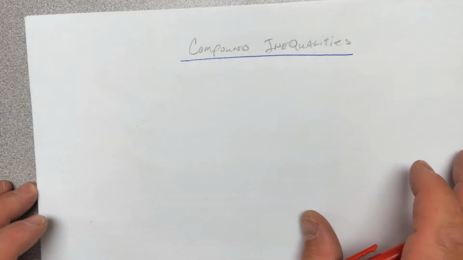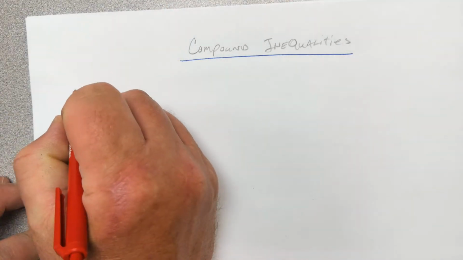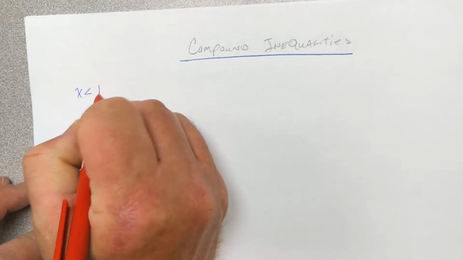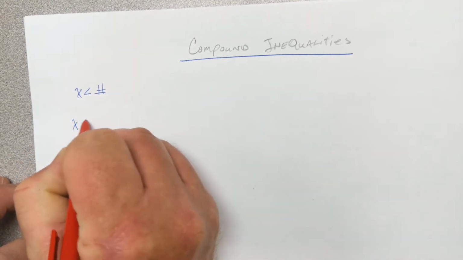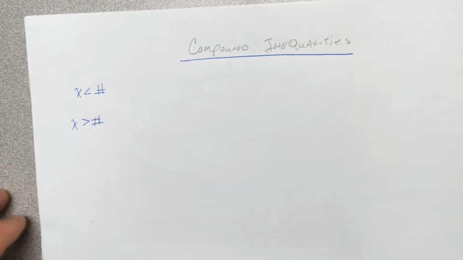This way instead, the old way. So here's what compound inequalities are. With the inequalities we've had so far, we've had answers like this or answers like this. There's just been a letter and a single number, right?